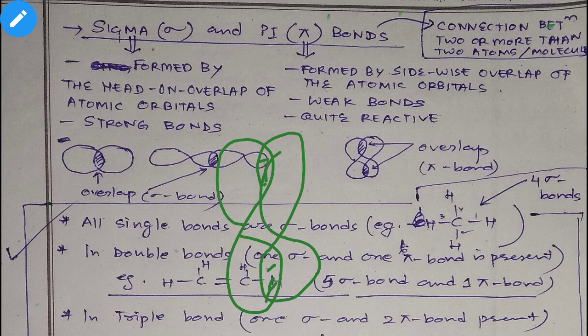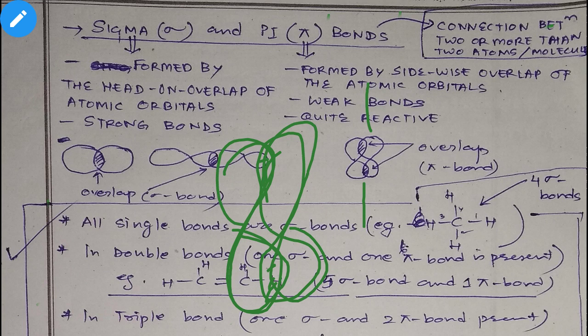In pi bonds you can see this is one orbital and this is another orbital, meeting sidewise. The shaded regions are where the electrons are present, and this is the bond. So pi bonds are formed like this. Since they are weak bonds, they are quite reactive. Reactive means that when you apply heat, or expose them to air and other things, they will get destroyed.